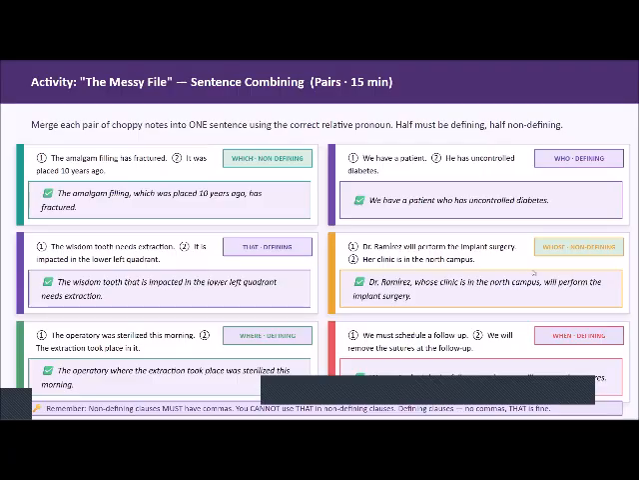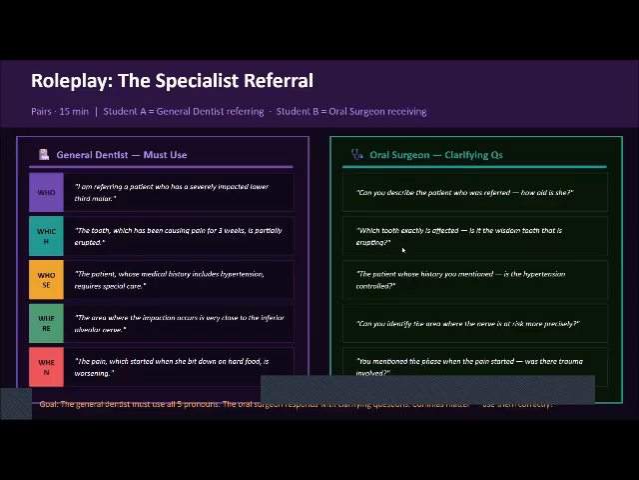Why am I saying this to you? Remember, the goal of this particular unit is a forum activity, guys. So practice as much as possible with using your defining clauses and your non-defining clauses in different situations.